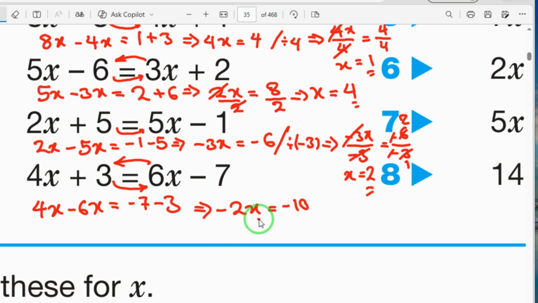Then we divide both sides of the equation by minus 2. Here x is equal to negative by negative, 1 times of 2 is 2, 5 times of 2 is 10. So x is equal to 5. This is the answer.